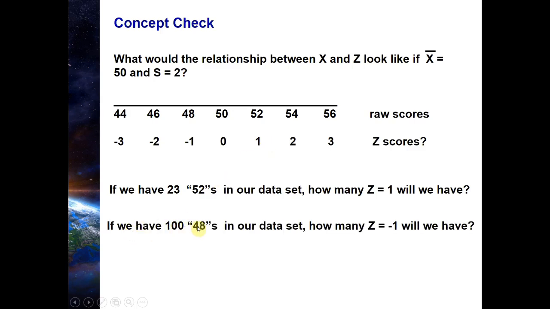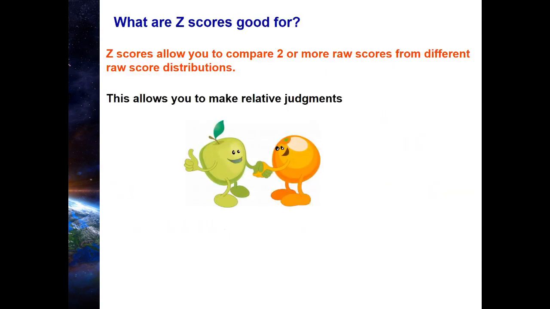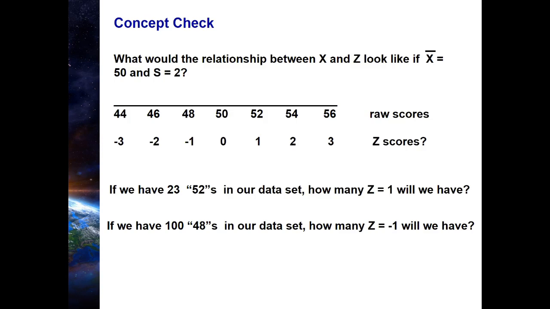What about if we have 48s? 100 people got this score. So when we convert each and every one to z, we're going to get -1 each time. So if we have 100 of these, we're going to have 100 of these. This is why the shape of your raw score distribution and its corresponding sample of z-scores will always look the same. They will line up perfectly.